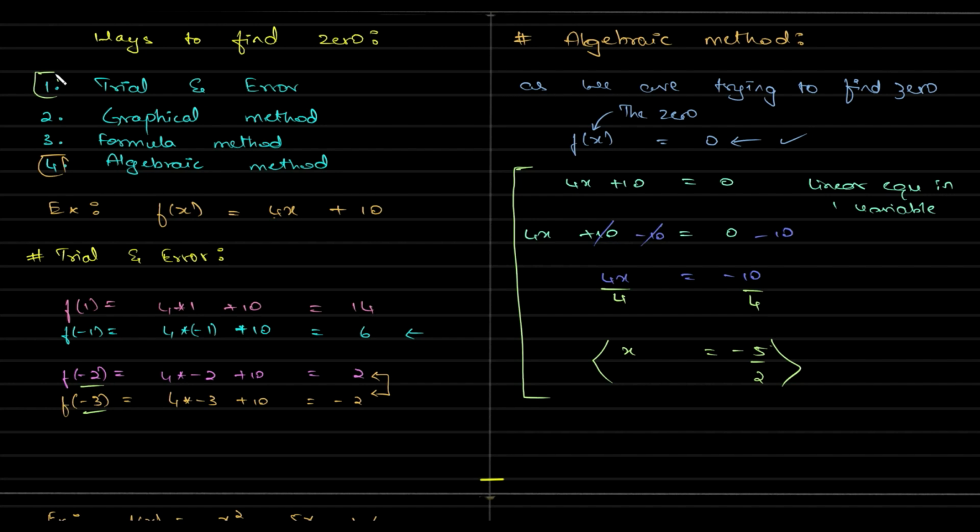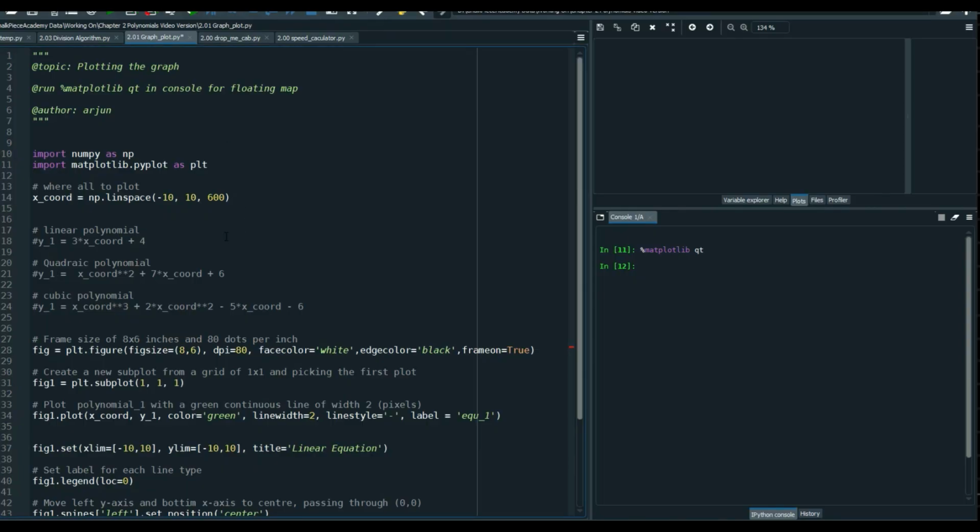Okay, so we looked at trial and error, we looked at the algebraic method. Next, let's look at the graphical method. The basic idea is plotting a graph. I hope you guys know how to graph a linear equation. If you plot it and look at the graph, you'll be able to figure out the zero. How? Let me show that to you. Just a second. So I have coded the graph part. This will help me plot the graph, so I need not do the traditional paper method.